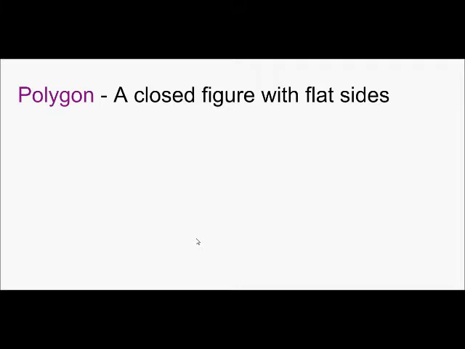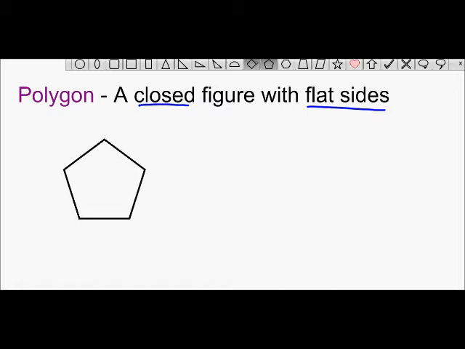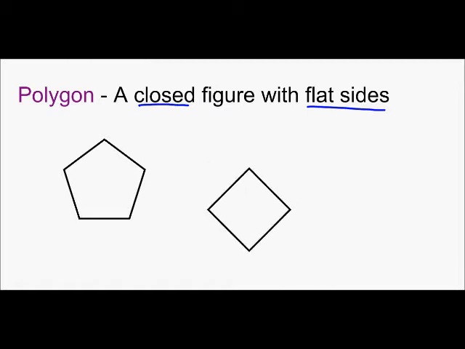First of all, let's start off with defining what a polygon actually is. A polygon is a closed figure with flat sides. A few examples of polygons are these, and you can probably identify these. This one is a pentagon. This would be a square, although it's been turned, and this is a rectangle. Triangles, which we've also been studying, are also polygons.